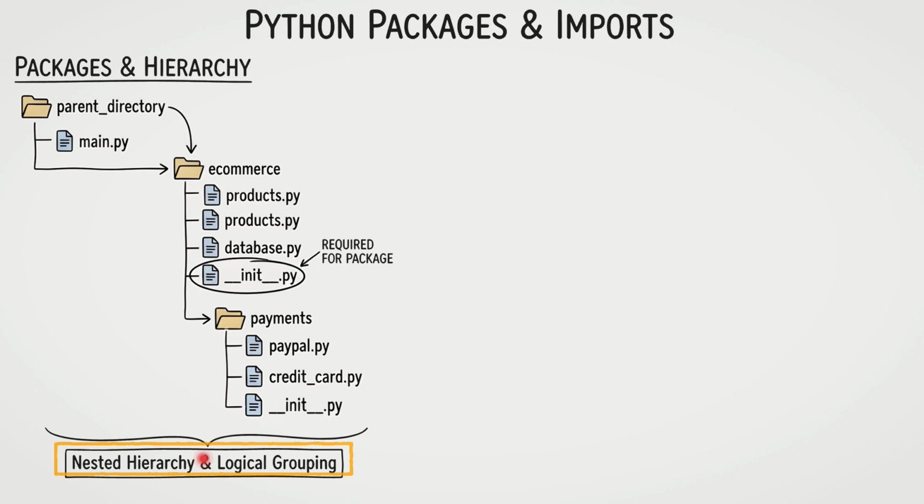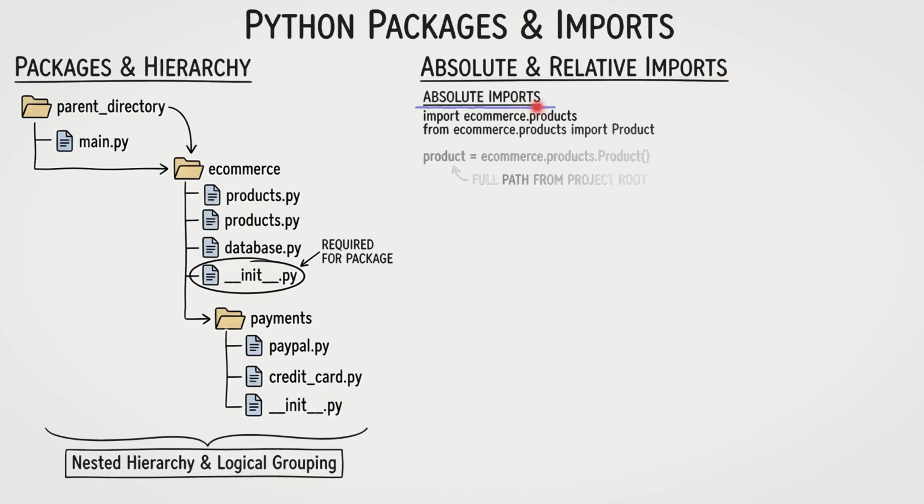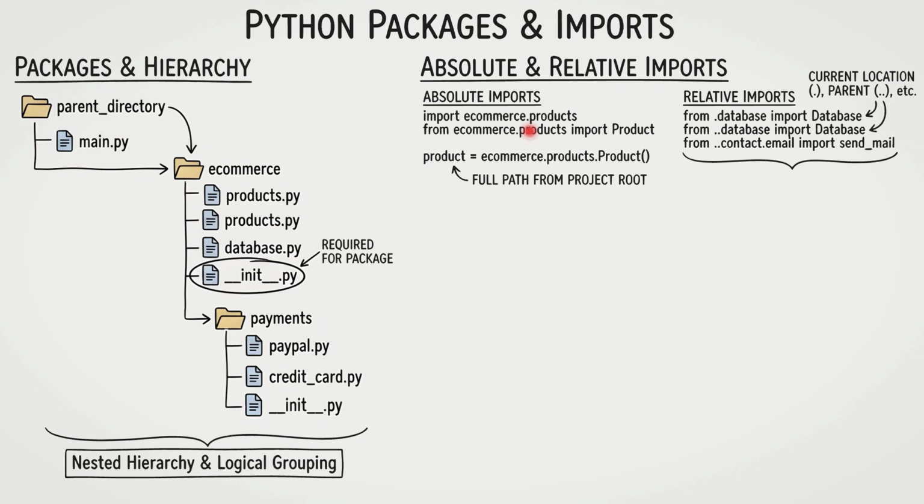Now, how do we actually bring this code into our files? Python supports two primary methods, absolute and relative imports. Let's look at absolute imports first. These specify the complete, full path to the module or function from your project root. For example, to access a product class, you would write import ecommerce.products or from ecommerce.products import Product. Notice how the period acts as a separator between packages and modules? These work from anywhere in your project, as long as the packages are in your Python path.